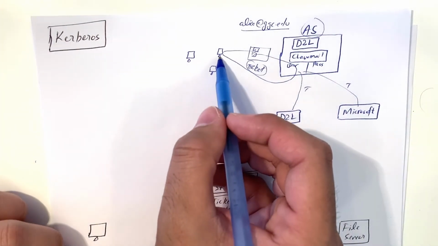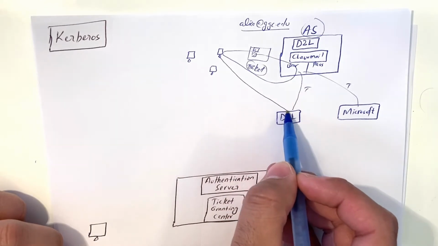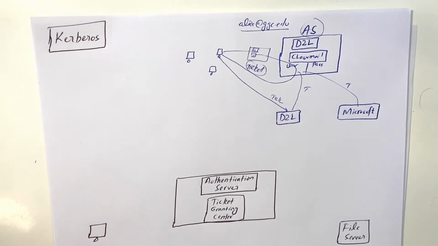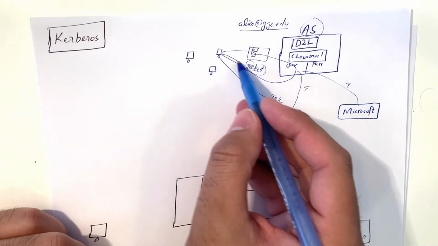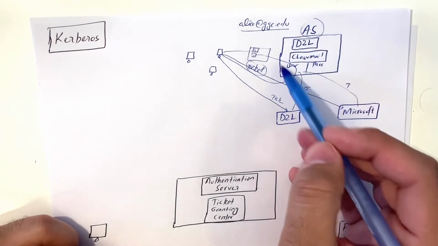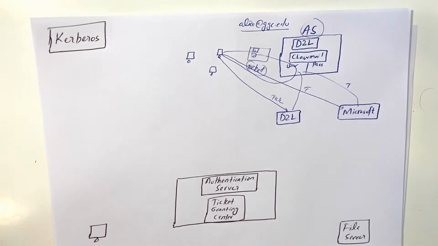After getting the ticket, if you want to access D2L, you will present the ticket to D2L and say, hey, this is my ticket, can I access you? If the ticket is valid, they will allow you. Same thing, if you want to open your Clawmail, you will go to the Microsoft server and present the ticket. That's how Kerberos actually works. Users cannot access organizational resources directly, but it involves a trusted third-party authentication server, which might be hosted on your campus, or you can say on the company side.